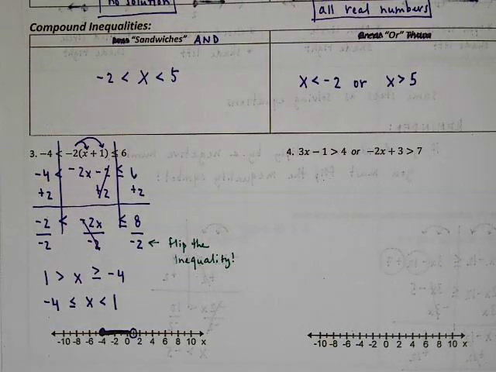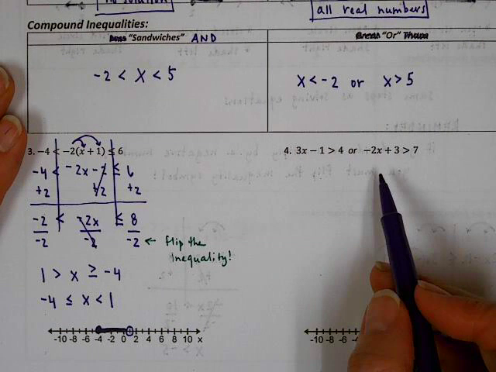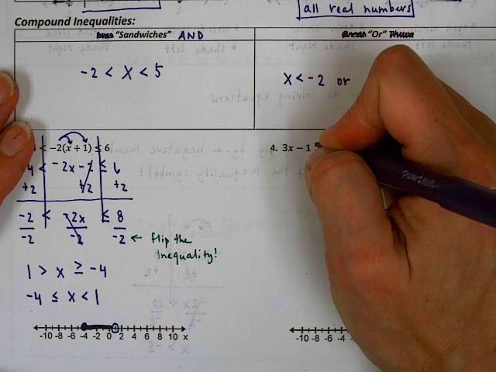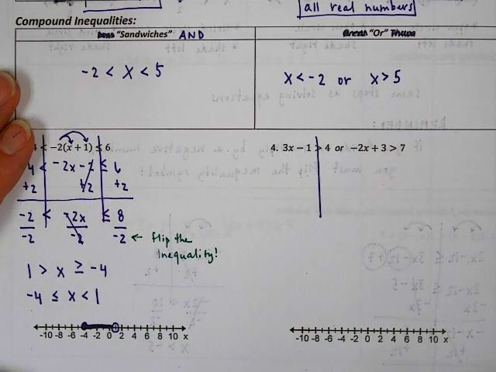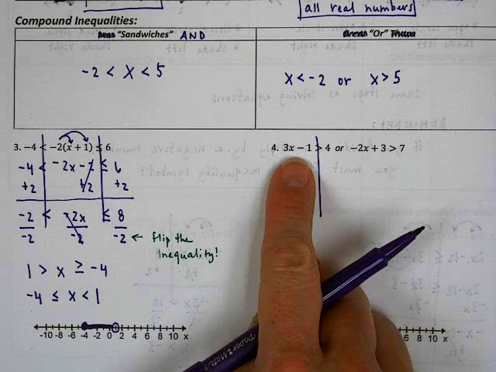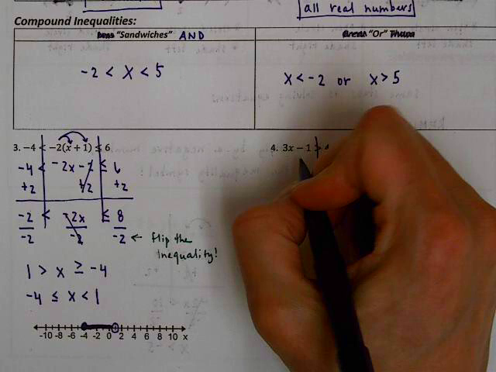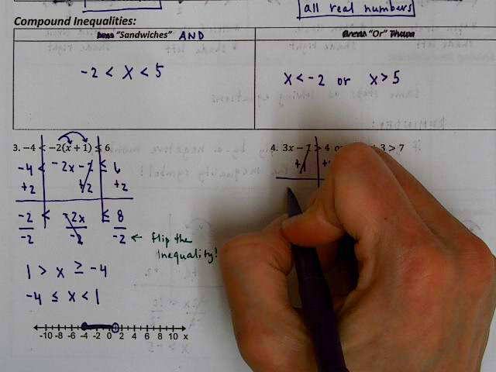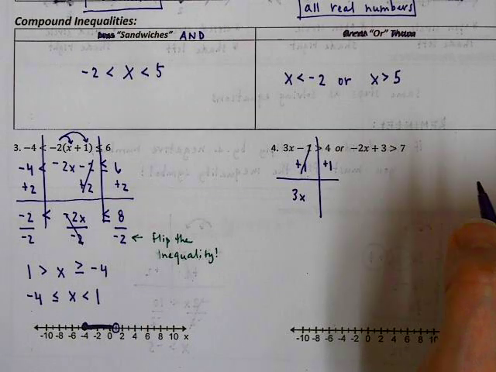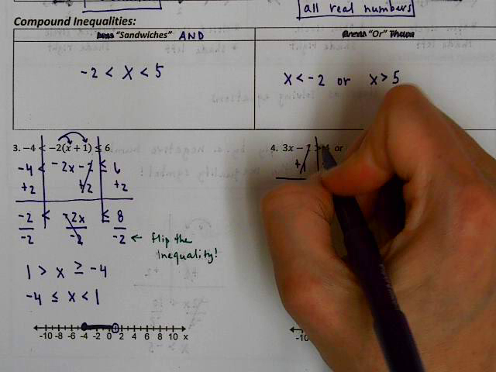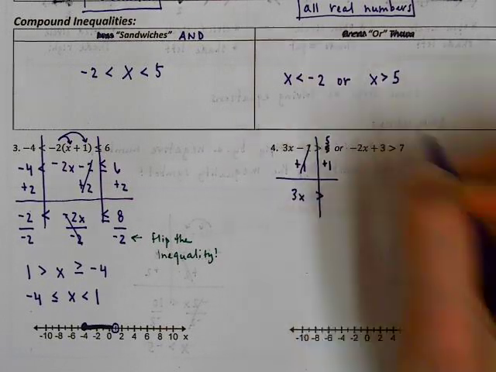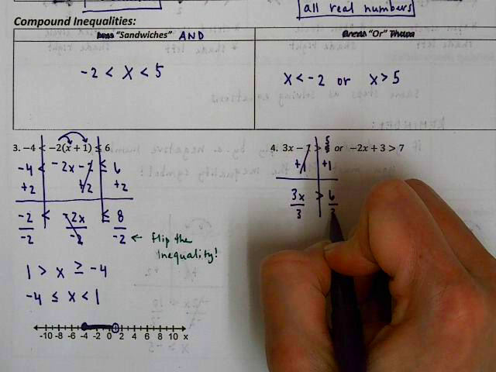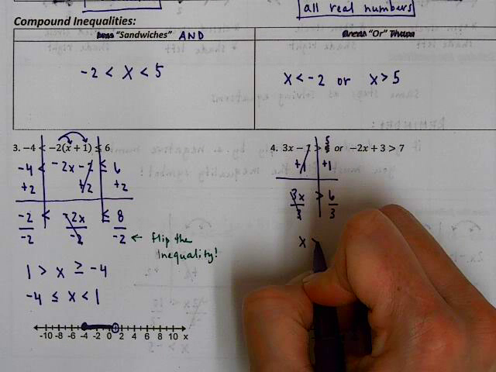All right, the last problem for today is just solving one of my OR inequalities. And again, that's just like solving two separate inequalities. So I'm going to start with this 3x minus 1 is greater than 4. I'm going to add 1 on both sides. So I get 3x is greater than, let's change this to 5 so it works out nice, so 3x is greater than 6. If I divide by 3, I have x is greater than 2.